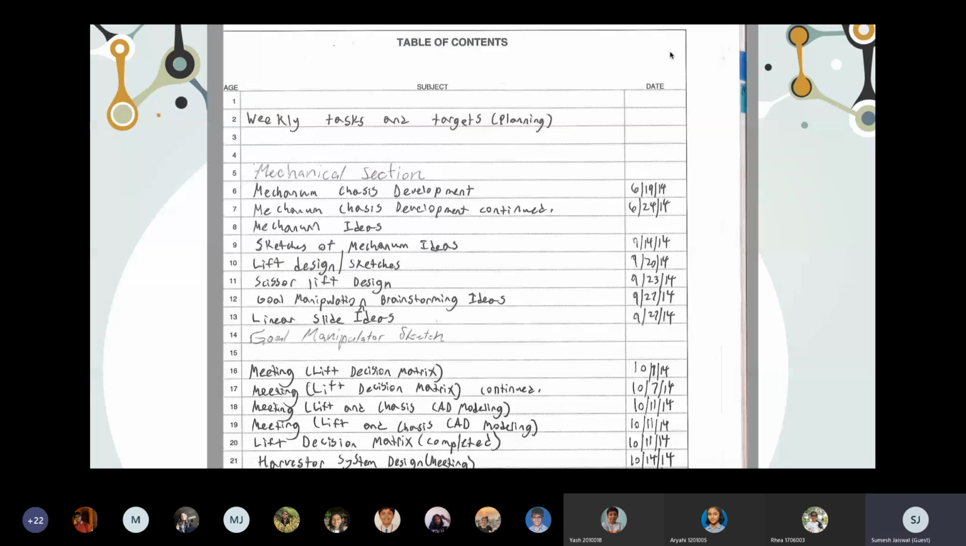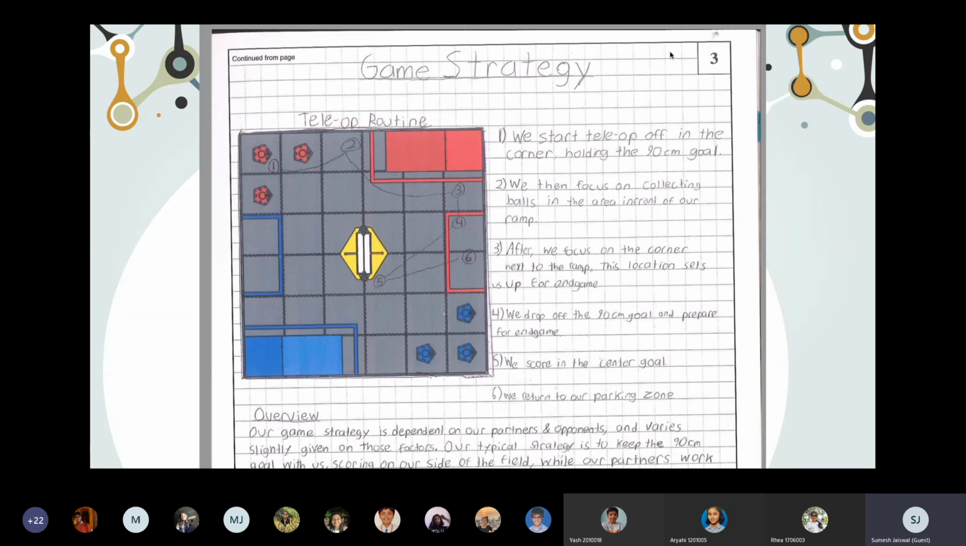So this is an example of an engineering notebook. I have taken some screenshots. As you can see, this is a handwritten notebook. As long as your handwriting is legible, it's fine. The judges should be able to read it, that's all. So this is how you make it.